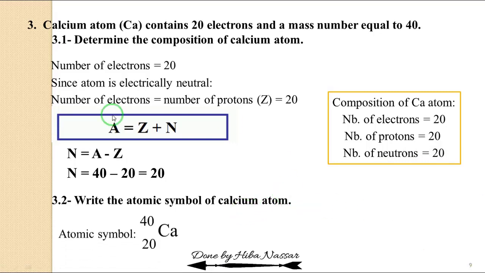So the atomic symbol for calcium will be Ca. You have 40 as an upper subscript, it's the mass number, and we have 20 as a lower subscript, it's the atomic number.